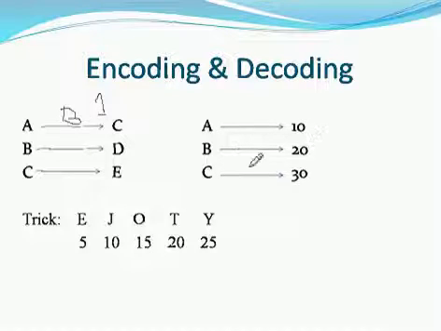B can be encoded as 20, and C can be encoded as 30, or maybe 1, 2 or 3. So wherever A comes, it will be a 10, wherever B comes, it will be a 20, and so on. You need to be very good at counting the alphabets A, B, C, D, E, F. Very easily you should be able to count it or remember it.